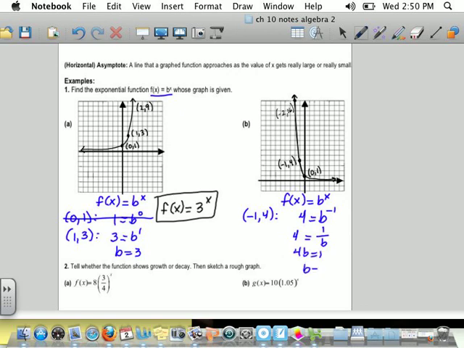So your function is f of x equals 1/4 to the x. You can check with negative 2 as well. Negative 2 would mean flip your base, so I'd have 4 to the positive 2, which is 16, so it works. All right, I want to do one more of those, so let me insert a blank page here.